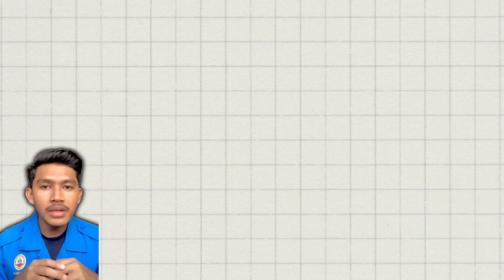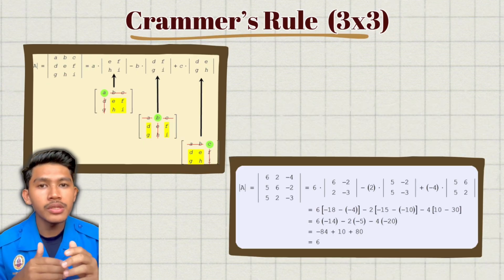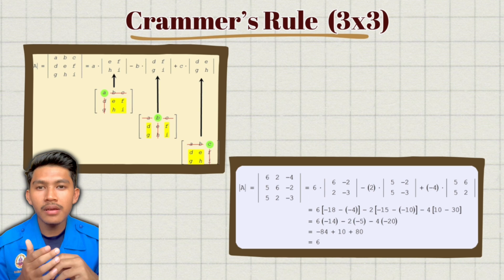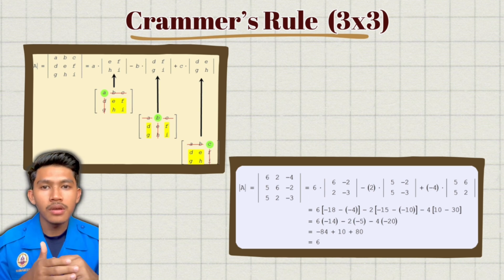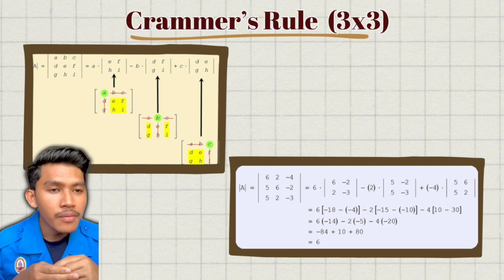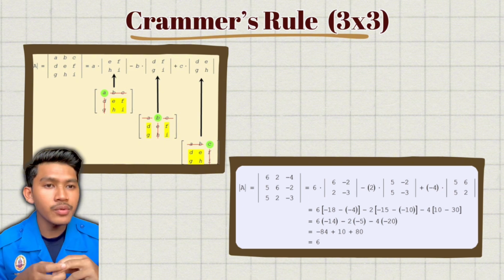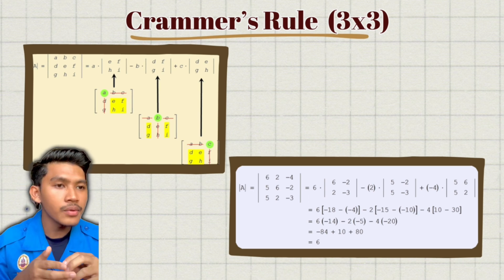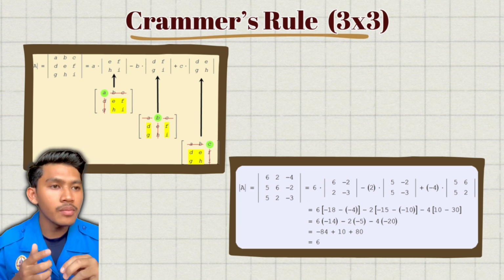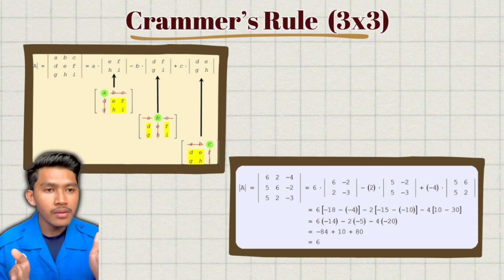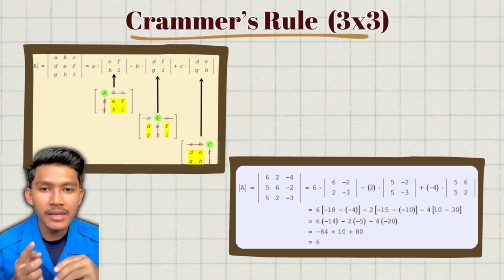For a 3 times 3 matrix, we use this formula. For each variable, we form a new matrix by replacing a column of A with the constants from the right side of the equation. The new matrix will look like this. For example, for the first matrix we only choose 6, -2, 2 and -3. And then for the second one we choose 5, -2, 5 and -3. And for the third matrix we choose 5, 6, 5 and 2. And then you calculate and expand, and then you get the answers. Thank you.